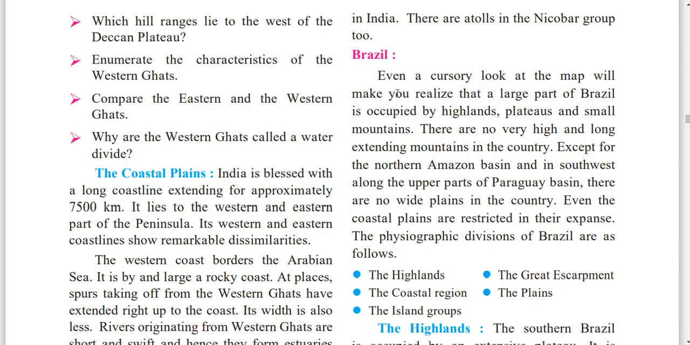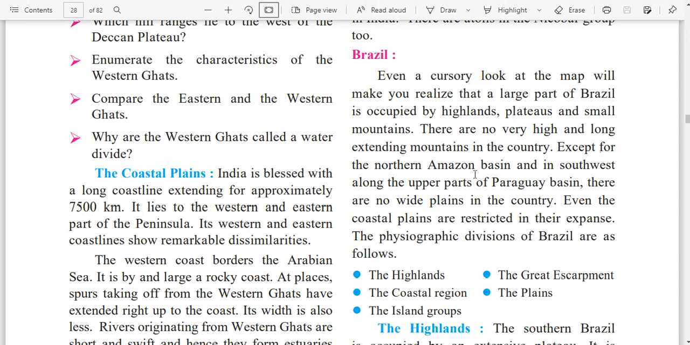Brazil. Even a cursory look at the map will make you realize that a large part of Brazil is occupied by highlands, plateaus, and small mountains. There are no very high and long extending mountains in the country, except in the northern Amazon basin and in the southwest along the upper part of the Paraguay basin. There are no wide plains in the country. Even the coastal plains are restricted in their expanse.